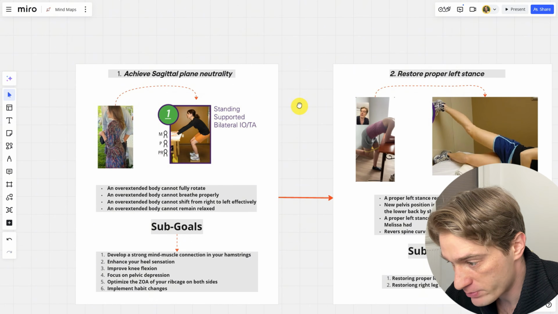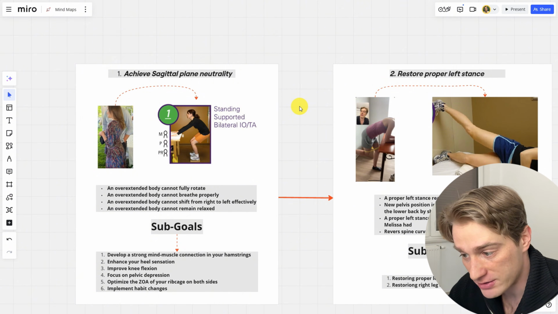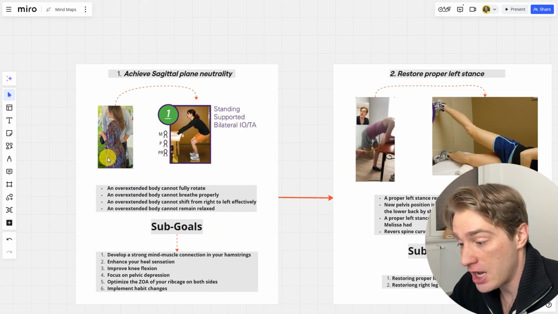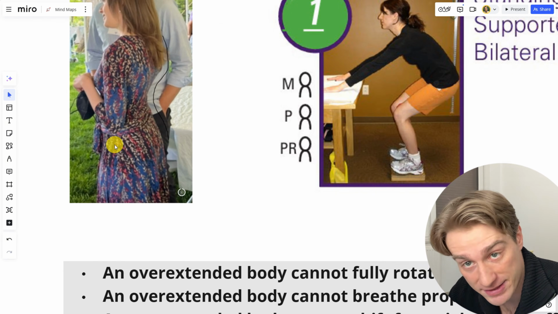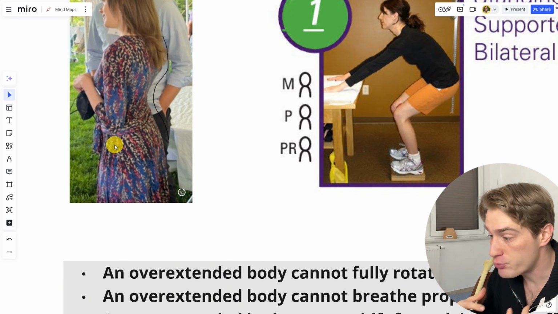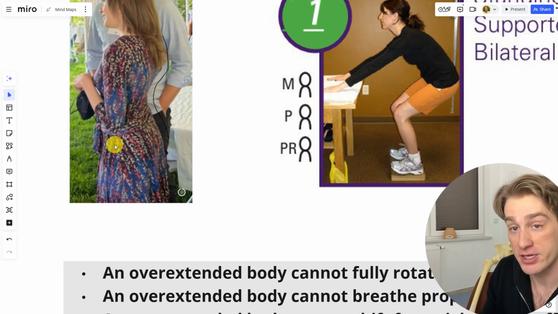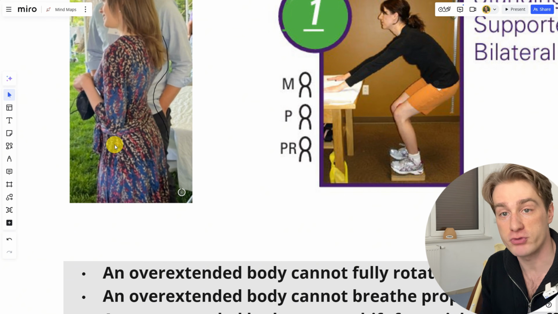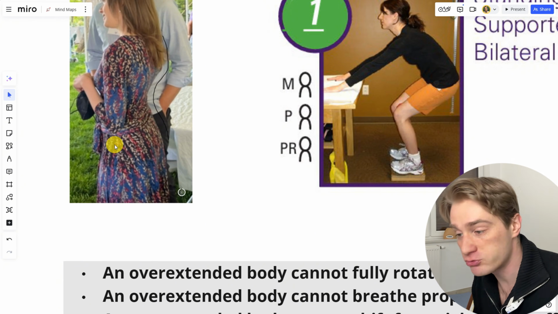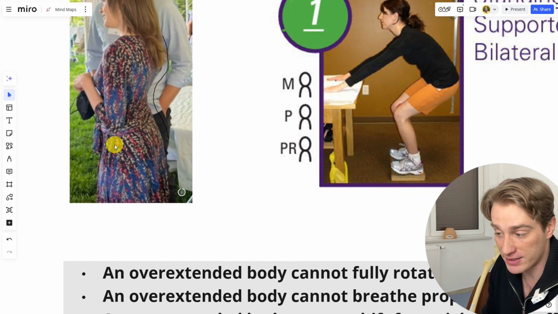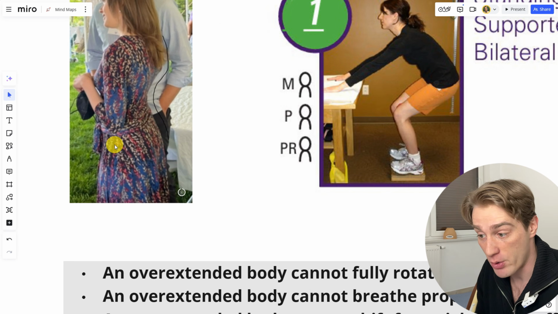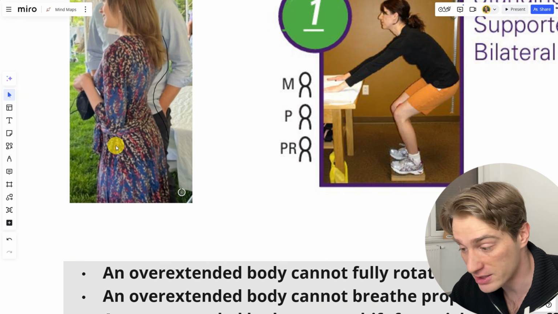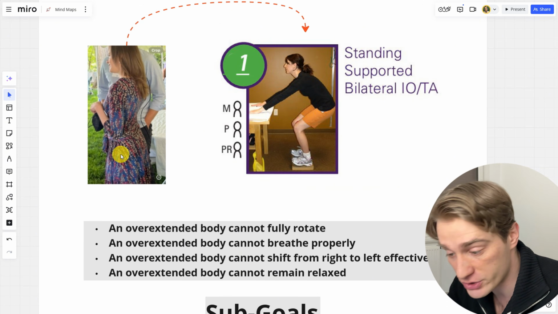Firstly, the first point is to achieve sagittal plane neutrality. As you can clearly see, she's arched. She had significant anterior pelvic tilt, which provoked her spine to be overarched. The thing is, a spine that is overarched cannot be manipulated from side to side. You cannot rotate your spine, you cannot create a frontal plane transition when you are overarched. So that should be firstly mitigated and neutralized by a lot of exercises.